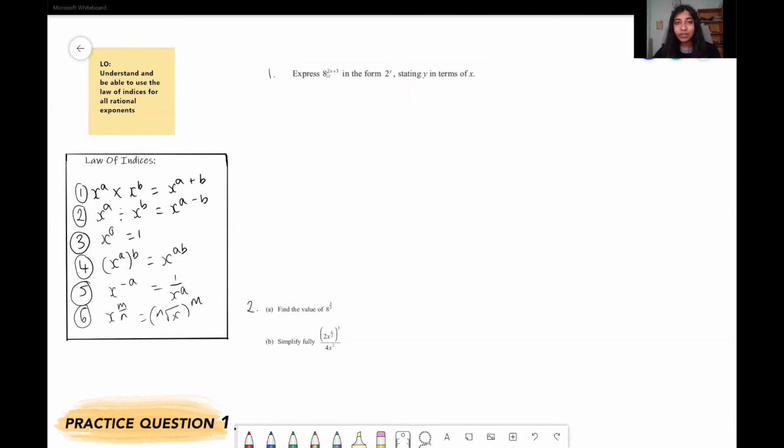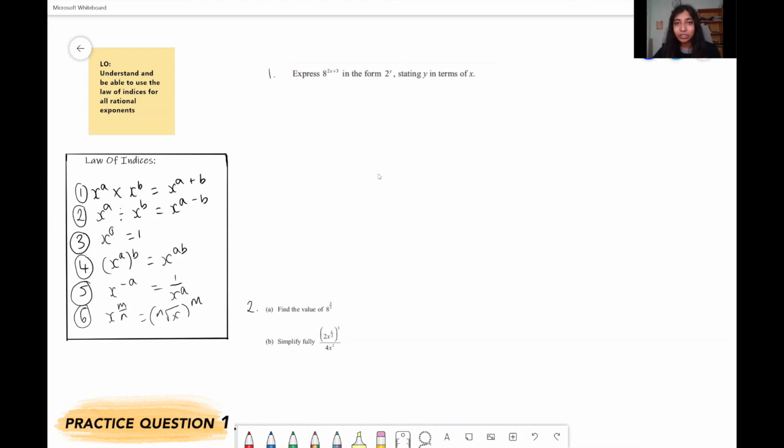If we start with this first one, 8 to the power of 2x plus 3, you need to express that in the form of 2 to the power of y, stating y in terms of x. So feel free to pause the video here if you want to try and give it a go yourself using the laws we just covered, and then you can come back for the solution. If you don't remember algebraic equations, just go back to that video, but you should be okay.